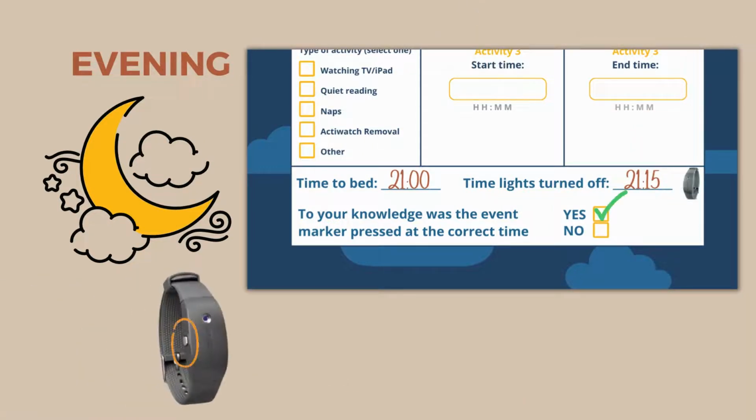The final question asks if, to your knowledge, the event marker on the ActiWatch was pressed at the correct time. Sometimes your child may press on the event marker throughout the day, or you may accidentally press the event marker, and this is not a problem. If you record when the event marker was pressed at wake up and bedtime, we'll know which presses to look out for.